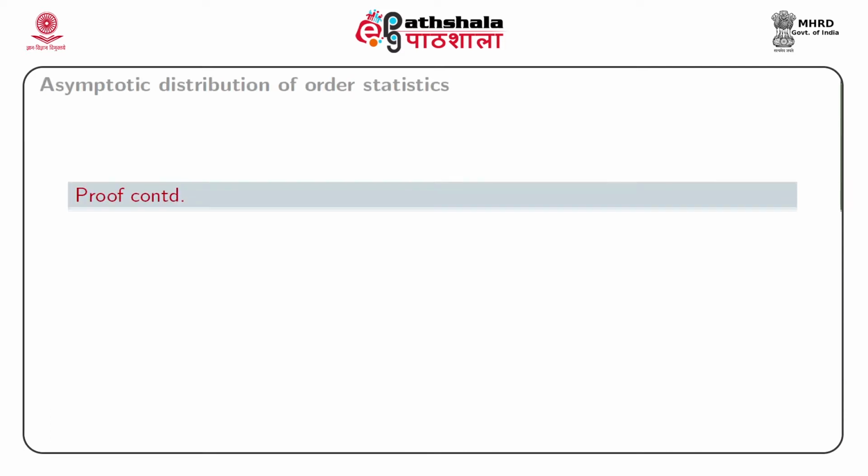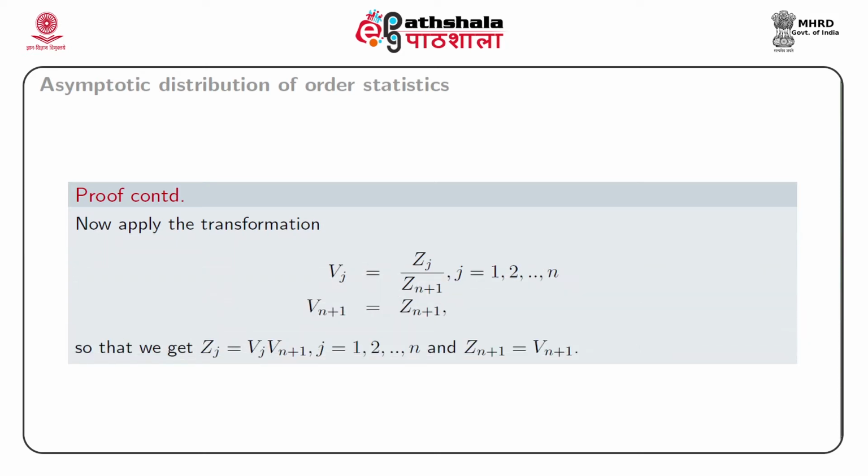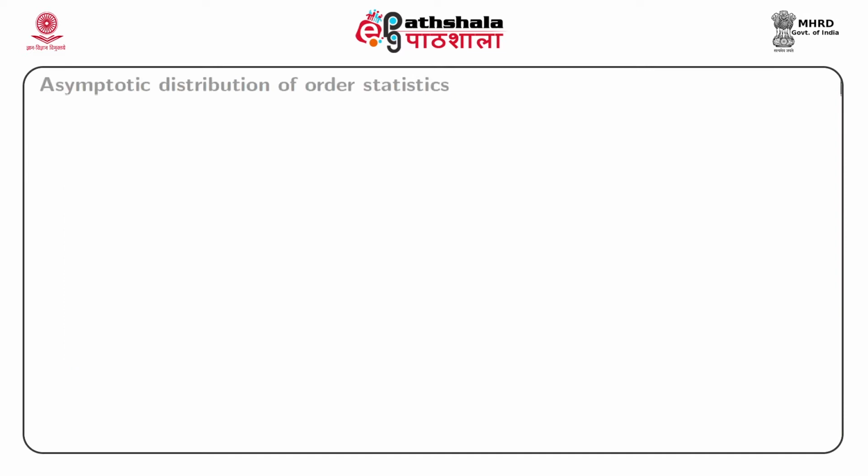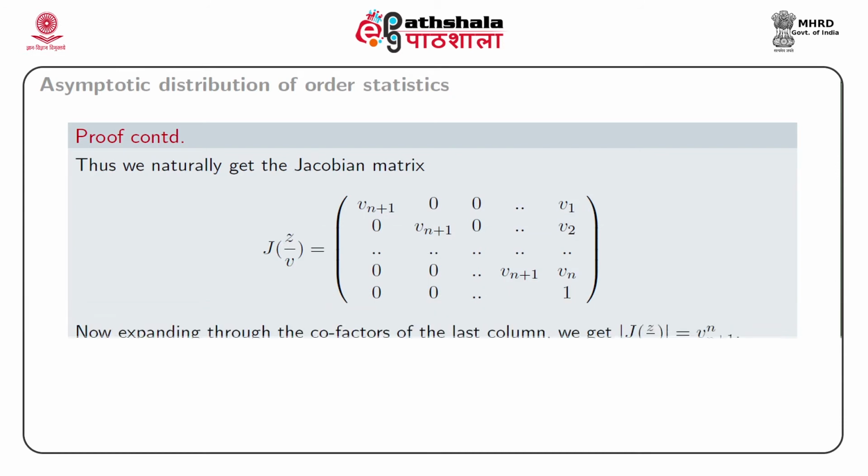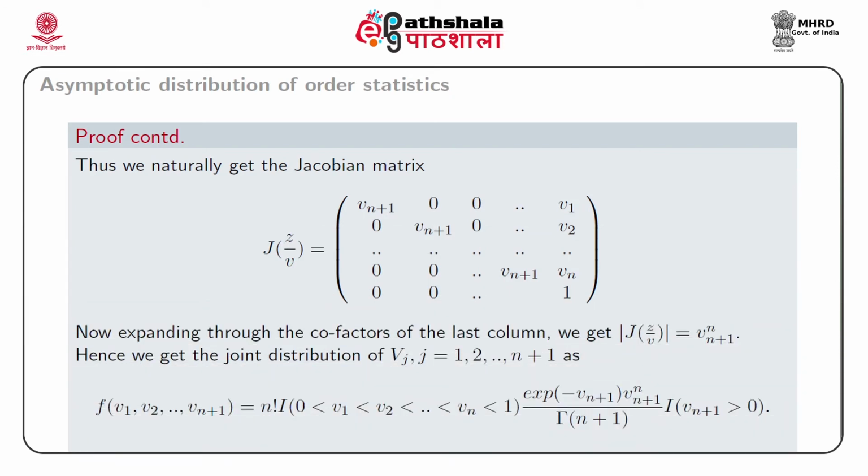Next we apply another transformation, which is Vj equal to Zj by Zn plus 1 for j from 1 to n, and Vn plus 1 equal to Zn plus 1. So we get Zj equal to Vj multiplied by Vn plus 1 for j from 1 to n, and Zn plus 1 equal to Vn plus 1. Thus we naturally get the Jacobian matrix, which is given in the text, and expanding through the cofactors of the last column, the determinant of the Jacobian matrix can be found as Vn plus 1 to the power n.